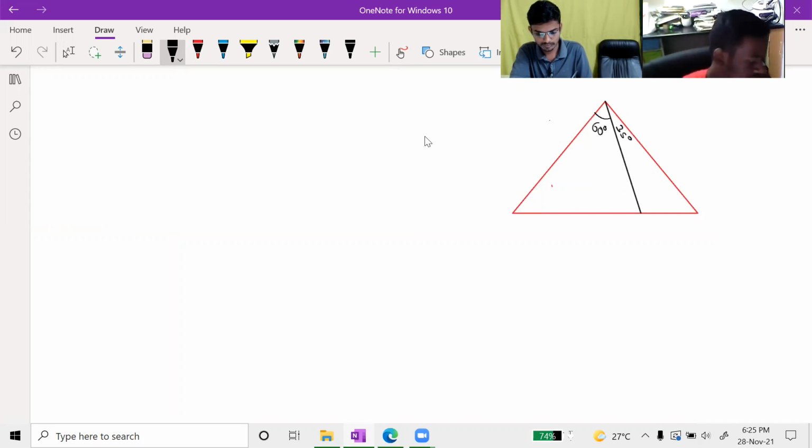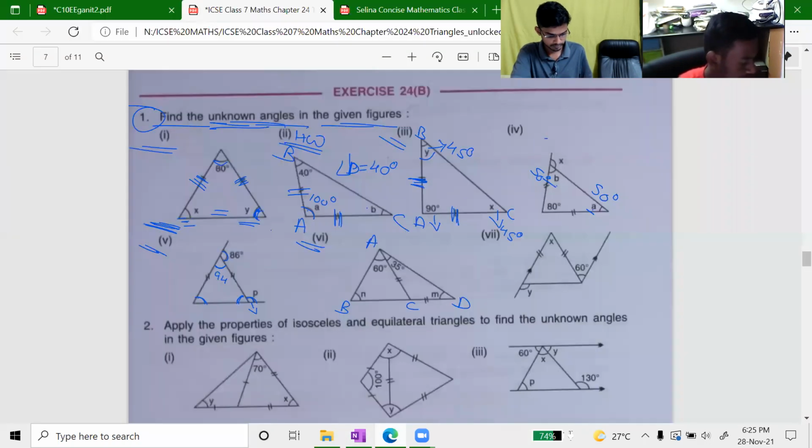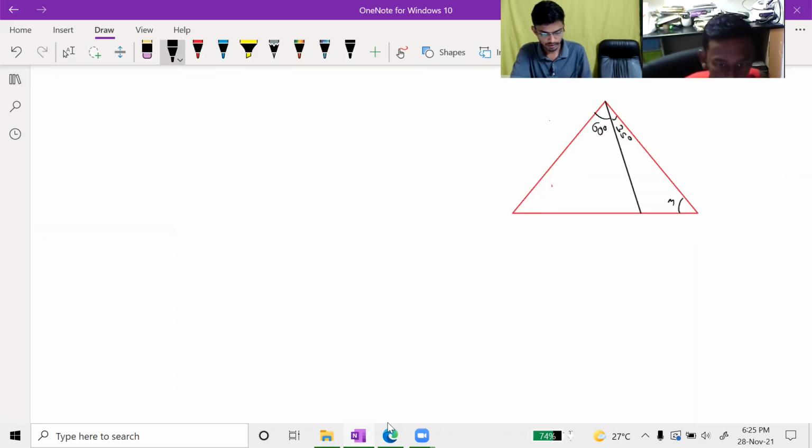Sixty degree, 35. Here it is M. And N over here, small n. Okay. We named it as A, B, C, and D.